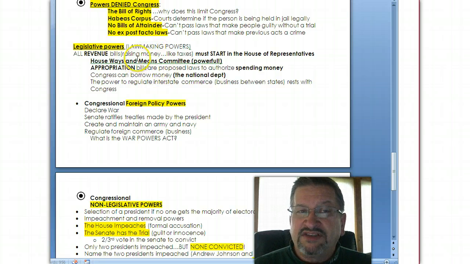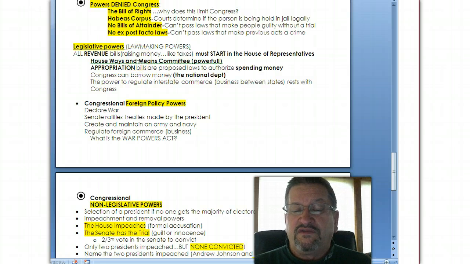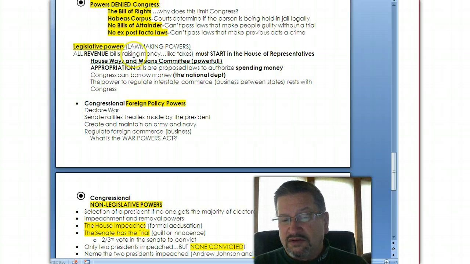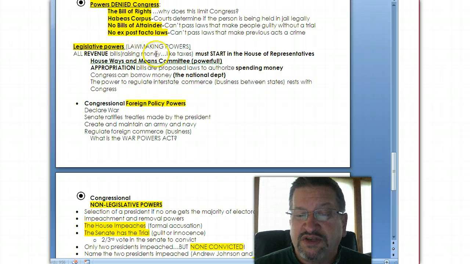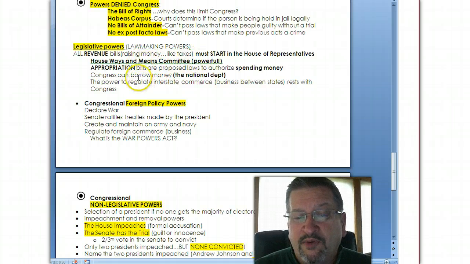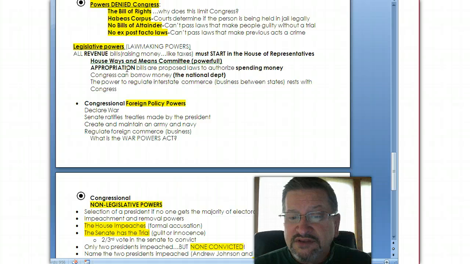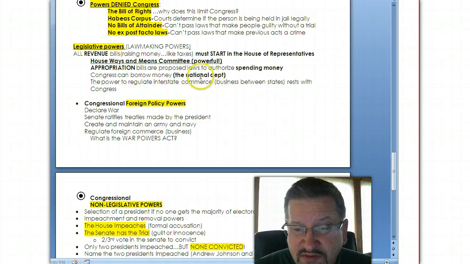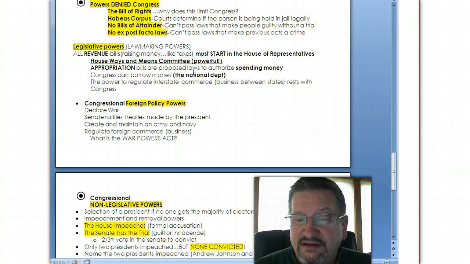There are obviously lawmaking powers, which is the main power of Congress. All revenue bills, or lawmaking that has to do with raising money, have to start in the House of Representatives, and they go immediately to the House Ways and Means Committee, and that's a very powerful committee. Appropriation bills are spending bills. Congress can borrow money. That's part of lawmaking powers, but that adds to our debt. We're getting pretty good at that. And then the power to regulate interstate commerce is also a lawmaking power.